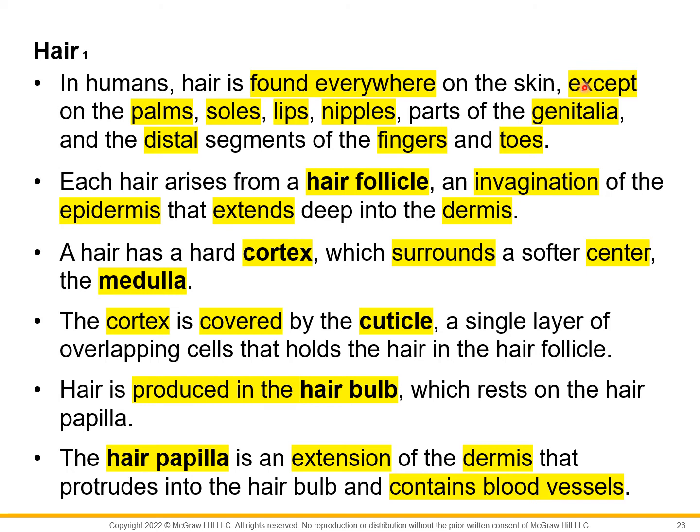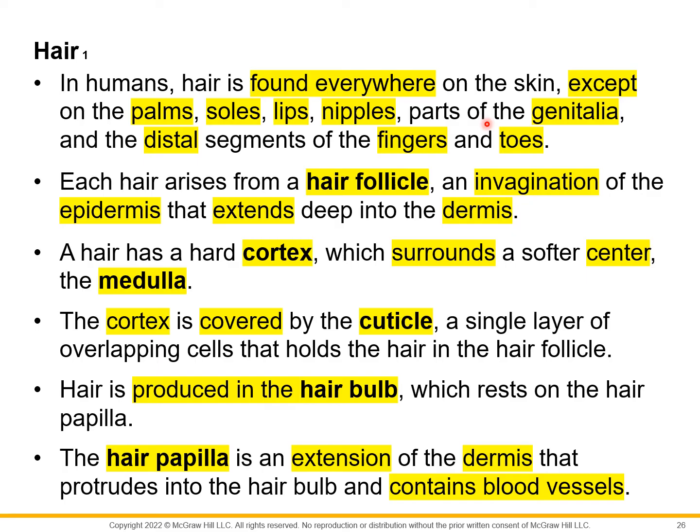Kasama rin sa mga areas that don't have hair follicles are the distal segments of the fingers and the toes. So it's quite accurate. If we were to look at the tips of our fingers and our toes right now, wala rin pong hair follicles sa mga areas na yun. Ang makikita lang natin ay yung ating mga fingerprints, diba? And again, just a rewind.